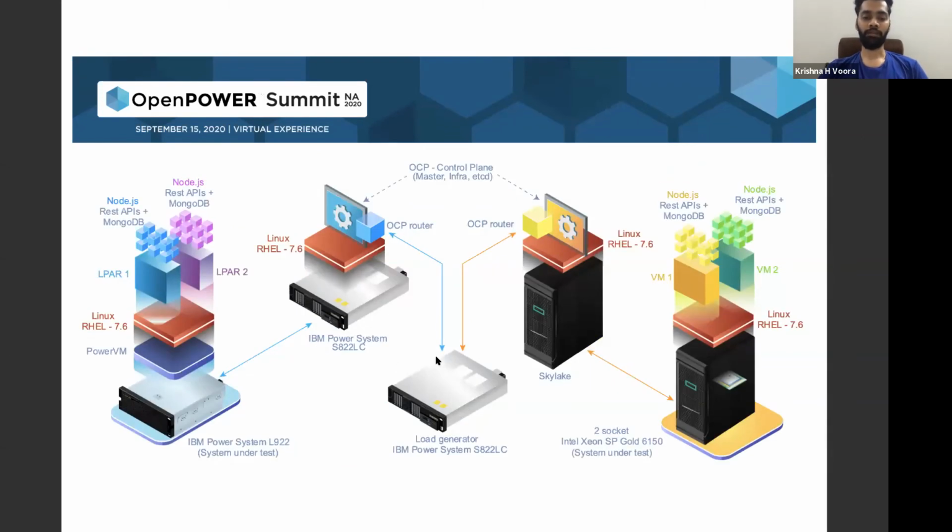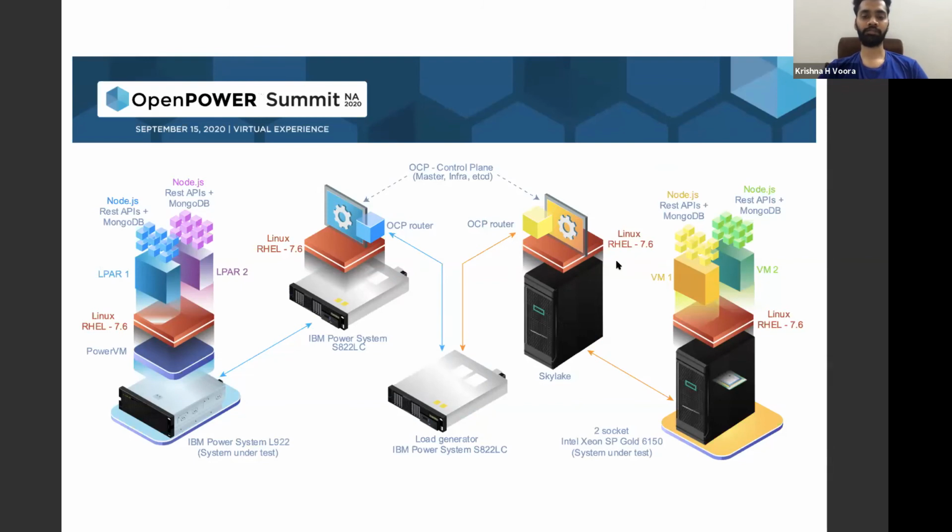In order to target the application services exposed, we have something called an OCP route, which allows us to access application services outside the cluster. You can think of an OCP route as a unique URL, a URL which is unique to both the Power-only cluster and the Intel-only cluster.